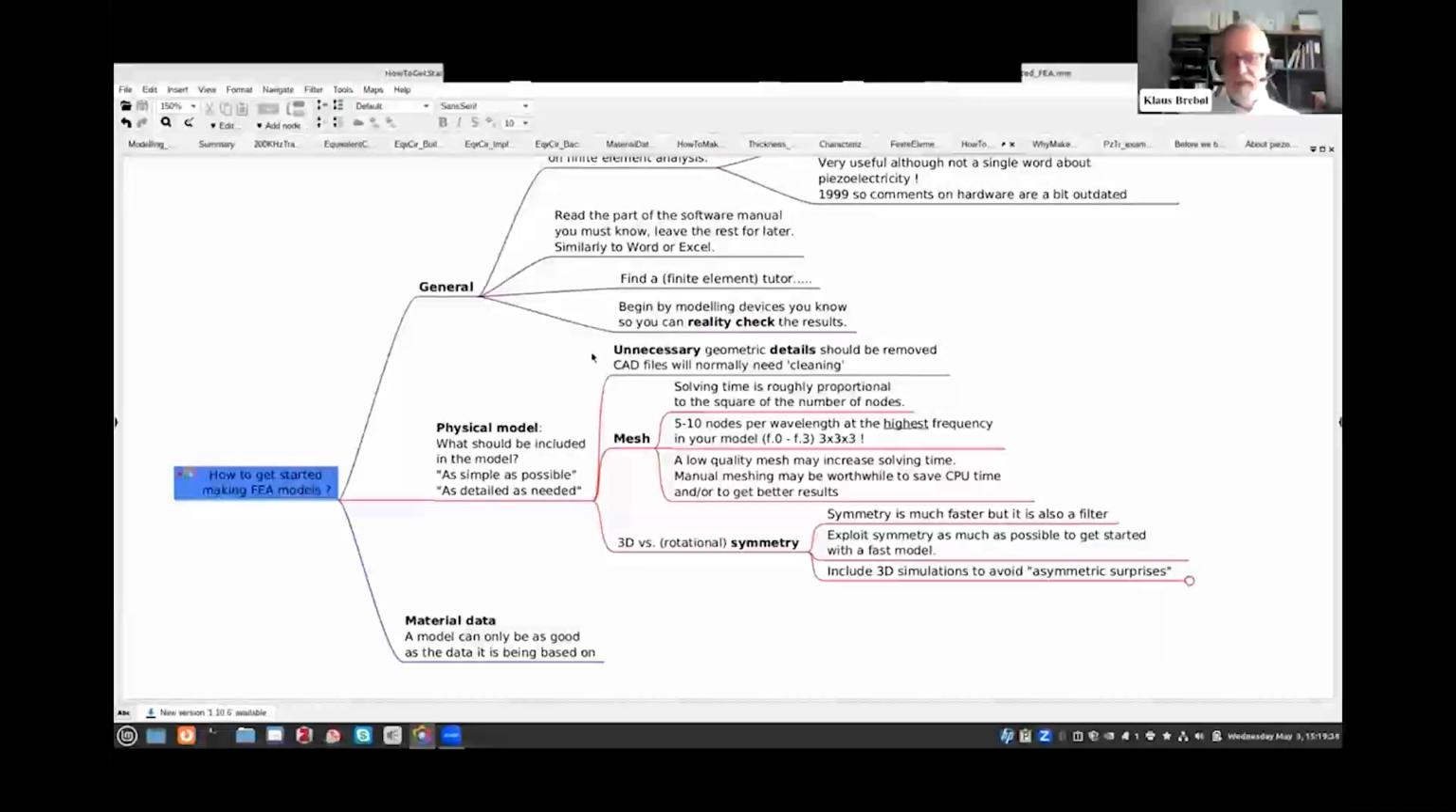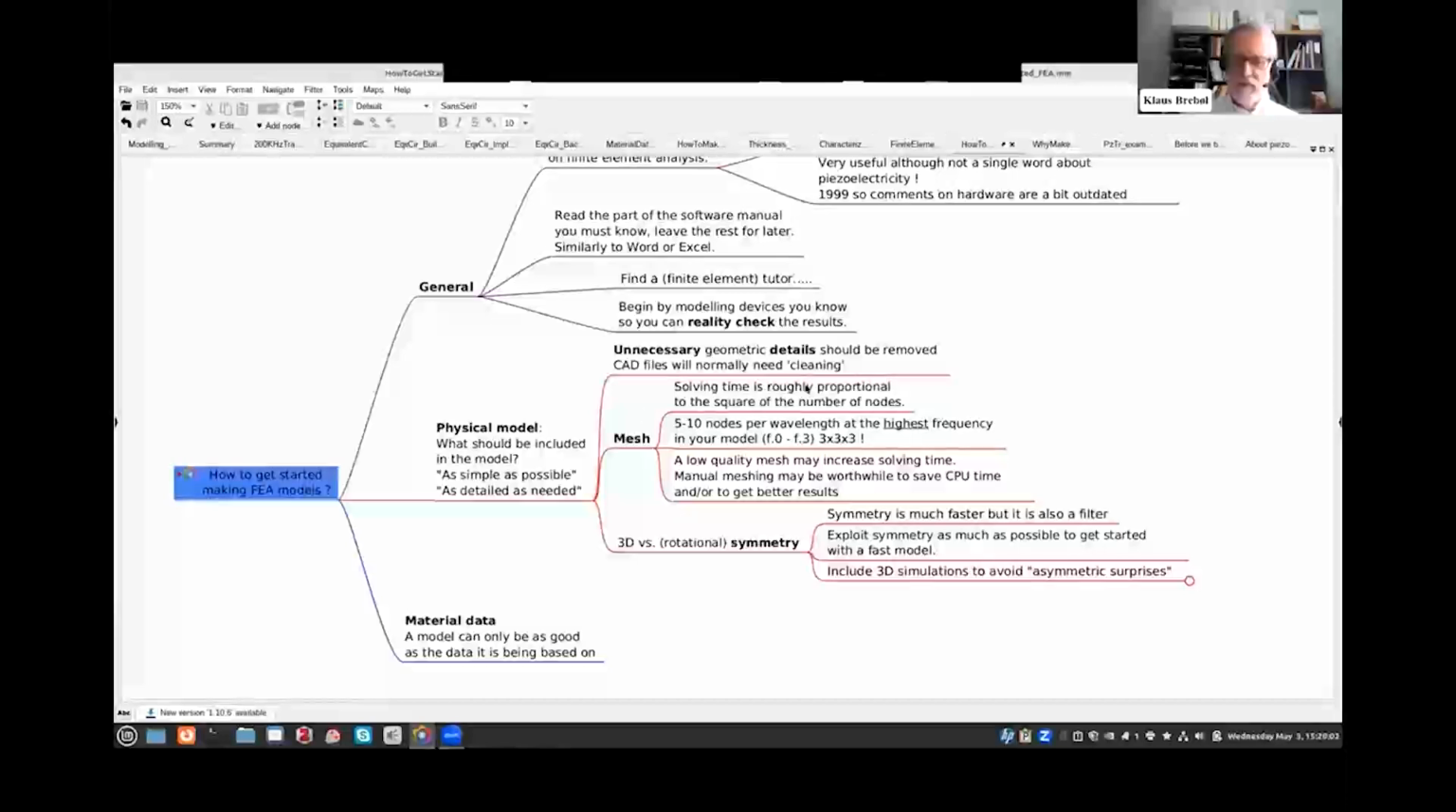Any unnecessary geometric details should be removed, and CAD files will normally need quite a lot of cleaning if you get your design from that. But the simpler your model is, the better you can see the principle behind the functioning, and the quicker it will simulate. Once you have your geometry finished, it's also a question about meshing.